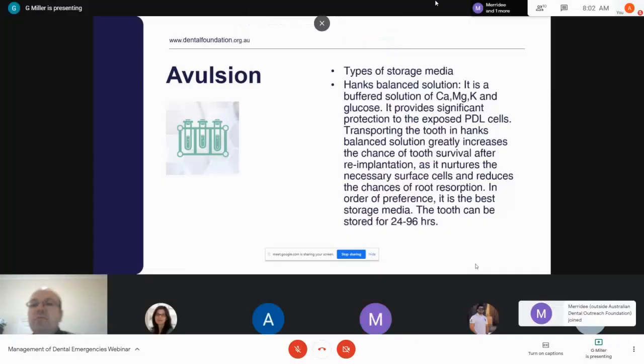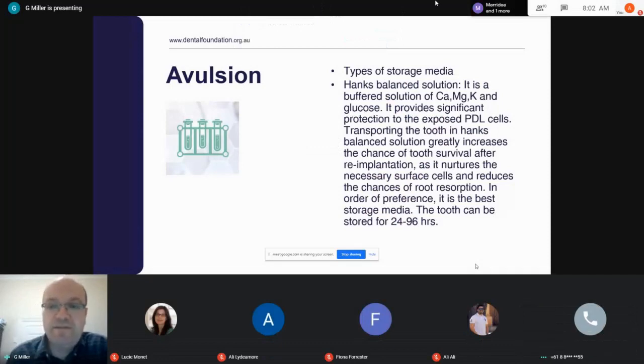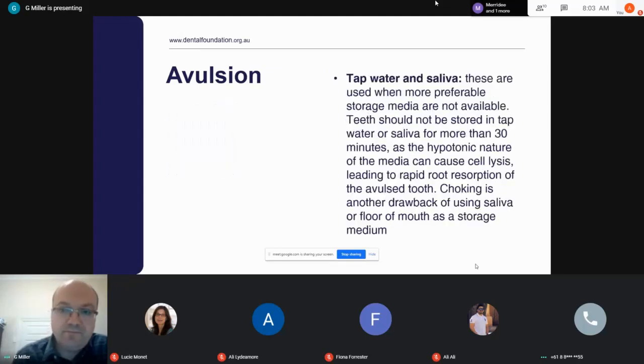There are particular useful forms of storage media. Hank's balanced salt solution is a buffered solution and actually allows you to keep the tooth stored for 24 to 96 hours. This is a fantastic option in the case of significant trauma where the patient has other issues that need to be managed, and then can have the tooth reimplanted subsequently.